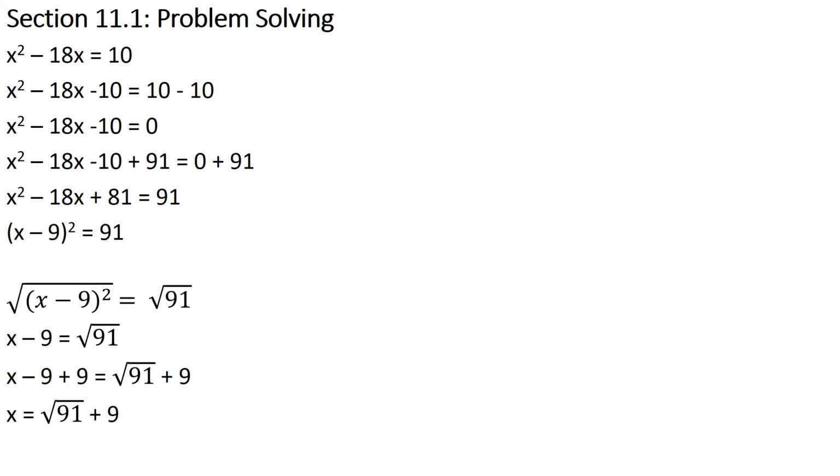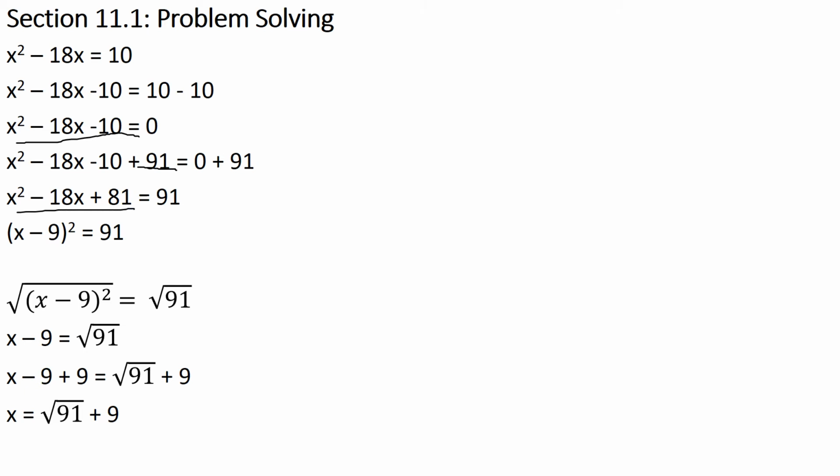Here's a problem right here, and this is not as long as it looks. x squared minus 18x equals 10. Let's put that 10 on the other side, so subtract 10 from both sides. I'm left with x squared minus 18x minus 10 equals 0. How do I turn this into a perfect square? x squared minus 18x minus 10. I'm going to add 81 to that. If I add 81, I'm going to add 91 to it, because negative 10 plus 91 is 81.